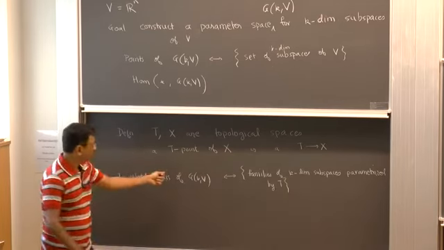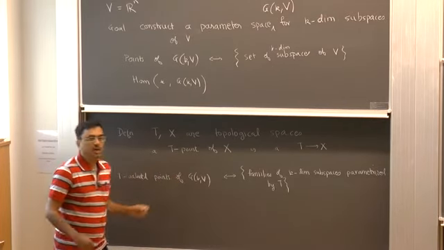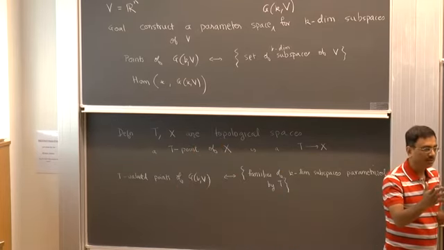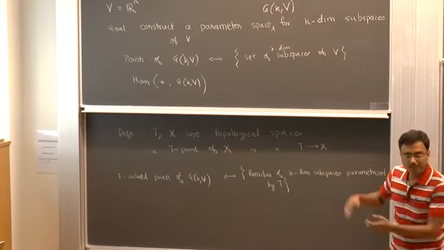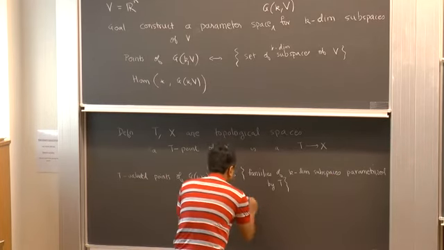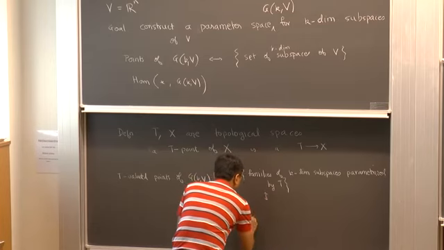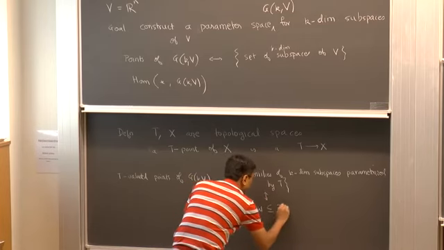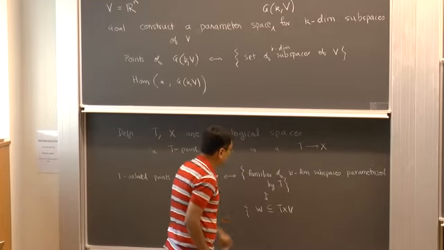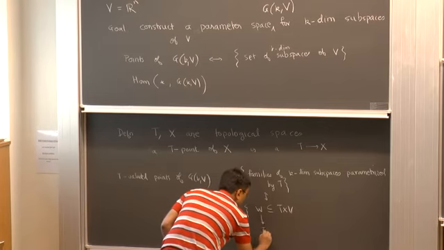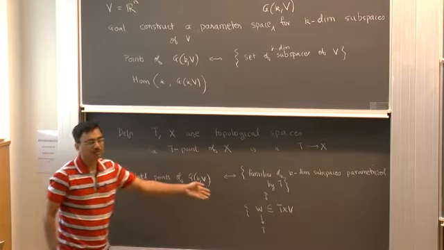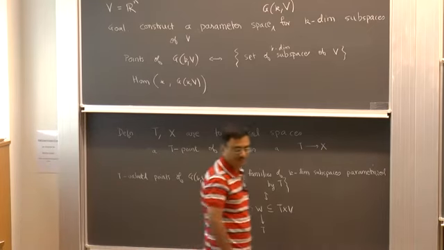A T-valued point means a continuous map from T to G_k(V), which means for every point of T I have a k-dimensional subspace of V. So I have a family. But what is a family? I need to define it. By this I mean sub-bundles of T cross V: subsets W of T cross V such that for every point of T the fiber is a k-dimensional subspace. This is what I define to be a family.